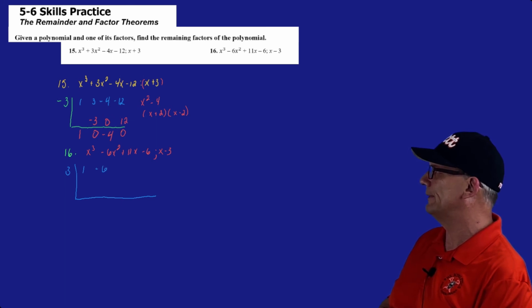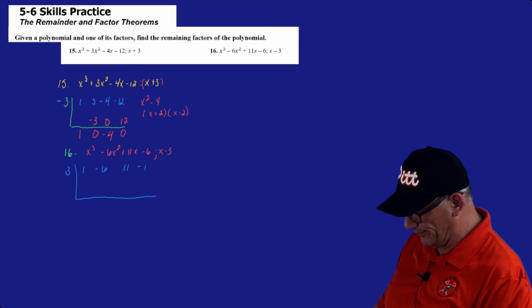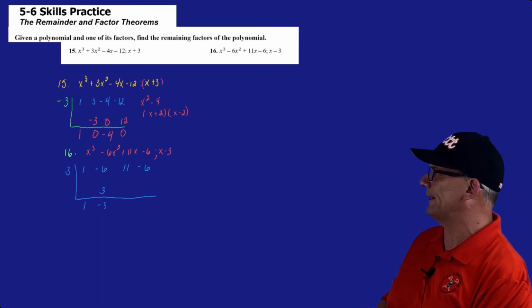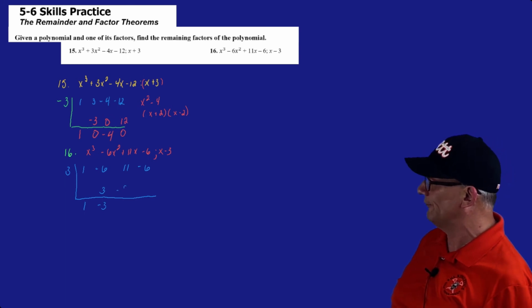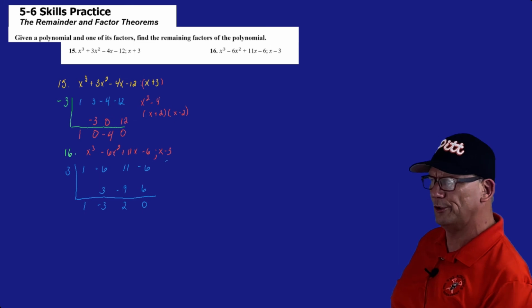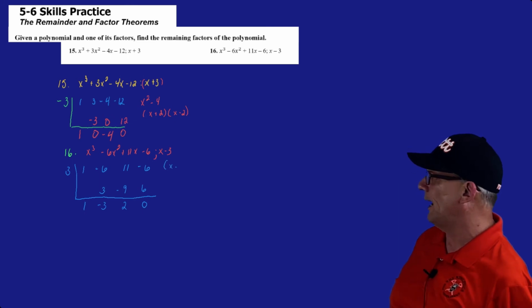And here we go. How do we get started? Bring that first term down. 3 times 1, right, is 3. Add them together, you get negative 3. 3 times negative 3 is negative 9. Add those together, you get 2. And you end up at 0, which we knew we would. That's the way these problems are set up. And we're left with x squared minus 3x plus 2.